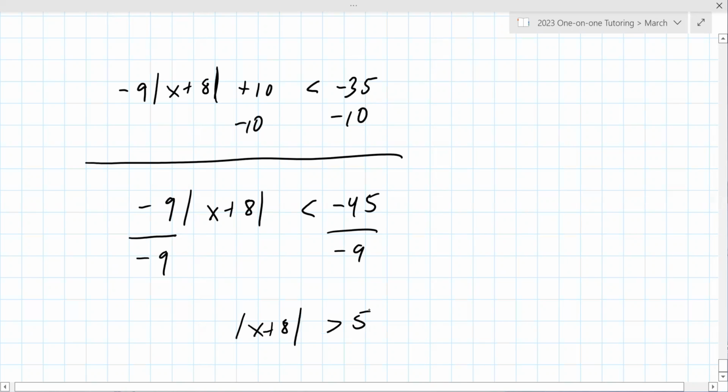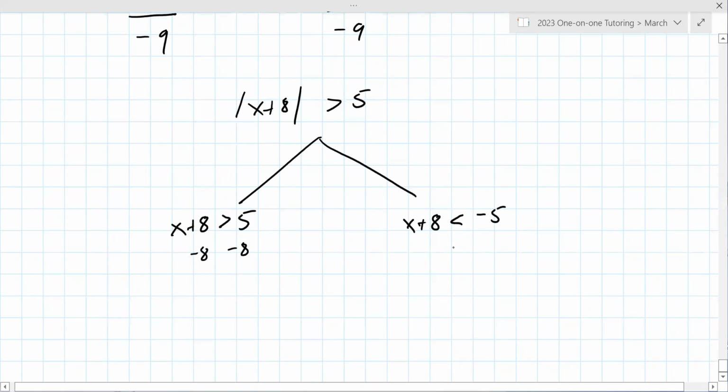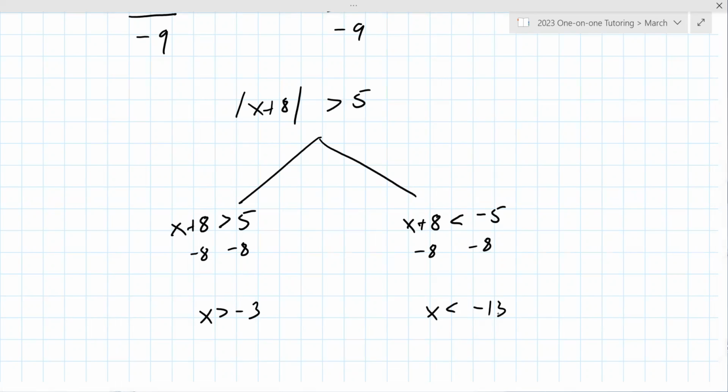So this is where you have to really be comfortable, because this one's different than the last one. You have to know to break this apart into x plus 8 greater than 5, x plus 8 less than -5, and then solve it from here. So you subtract 8 from both sides, x greater than -3, x less than -13. Gotcha. So again, the answers could be both negative, both positive, one negative, one positive, fraction, not fraction, right?